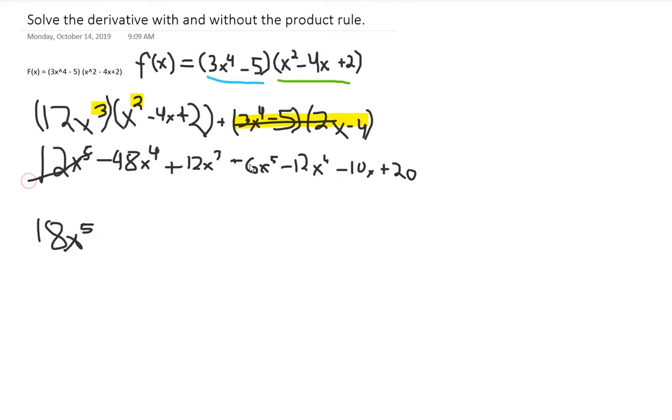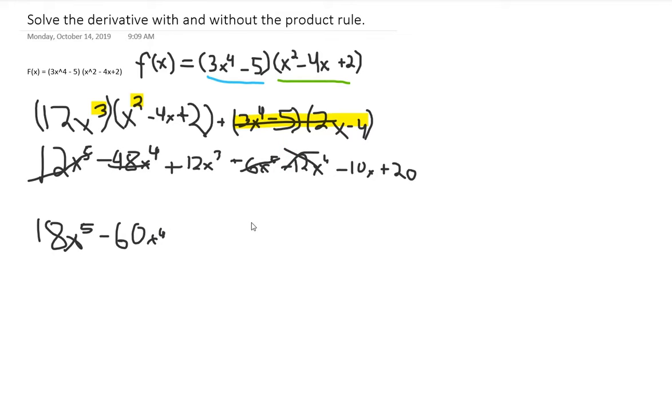Okay, so then I like to scratch them out just so I don't have to deal with them again. I don't have to look at them anymore. I know that they're done. Now let's do x to the fourth. You have a negative 48x to the fourth, and then a negative 12 over here. So add those together, you're going to get negative 60x to the fourth. Okay. Now scratch that out. That's done.